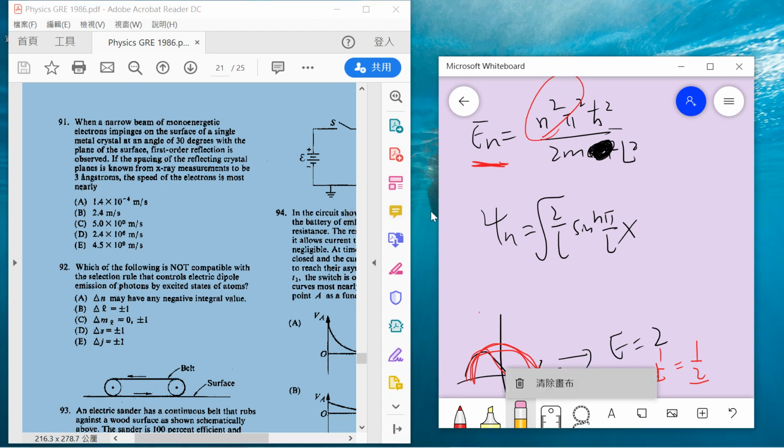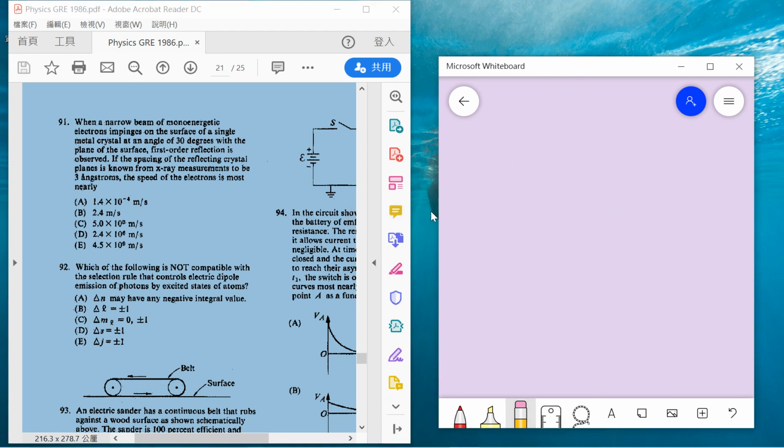So 91. Narrow beam. Monoenergetic electrons are incident on a single metal crystal. Okay, so once you see the calculation, you know what's asked about is the Bragg reflection formula. This formula is really important, every time you will see it in the subject GRE physics. I promise, because I have seen it very frequently. So basically, this is the formula you need to remember. 30 degrees, so sine theta is half. So this is the equation we have.